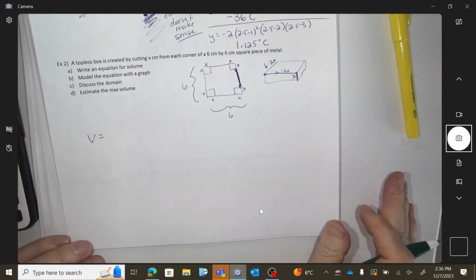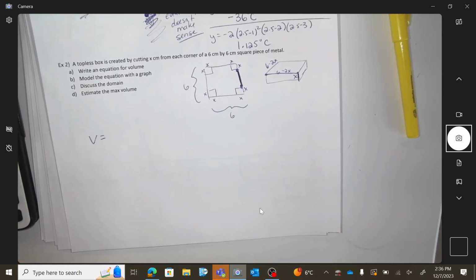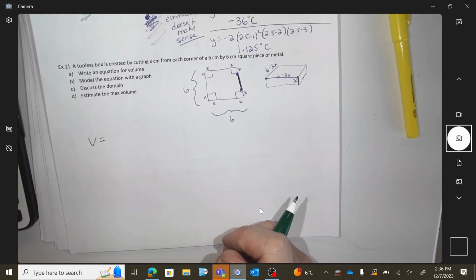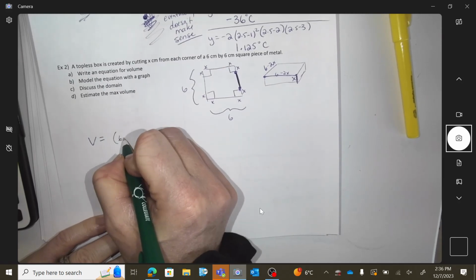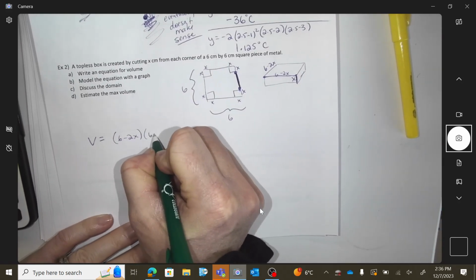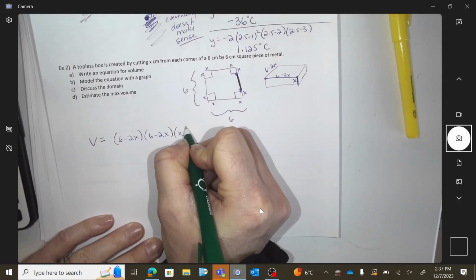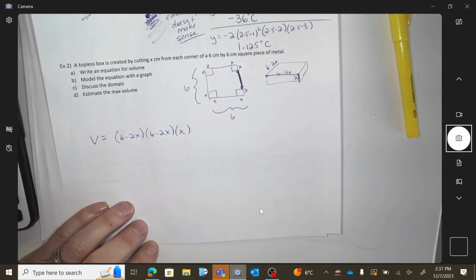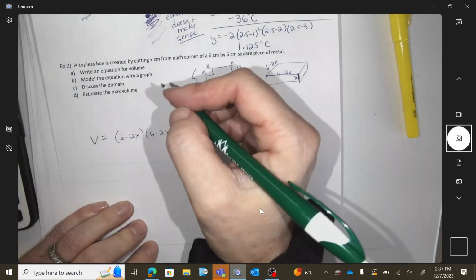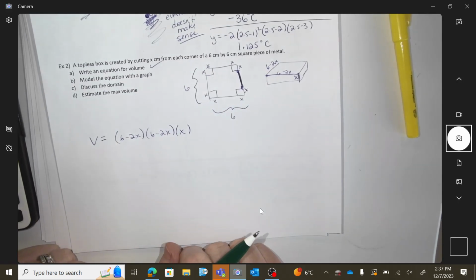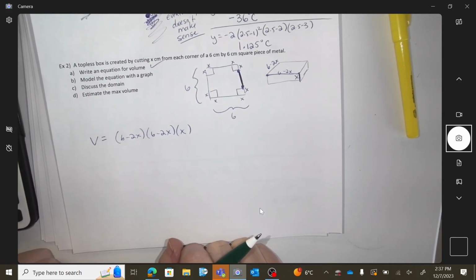Volume. How do you do volume of a box? Length, width, height, right? Length times the width times the height. There we go. That's it. Write an equation. Done. Model it with a graph.